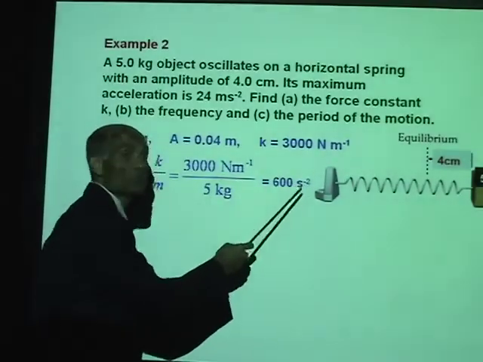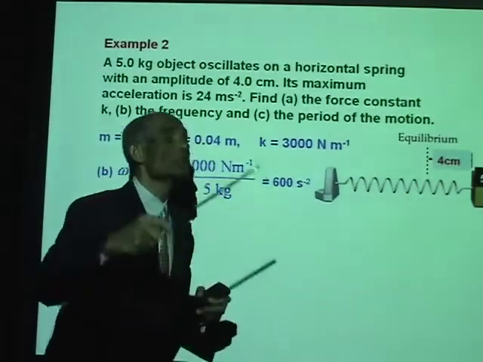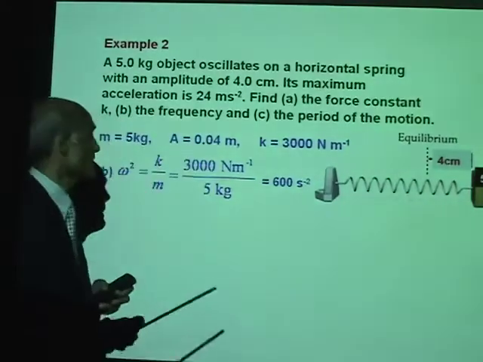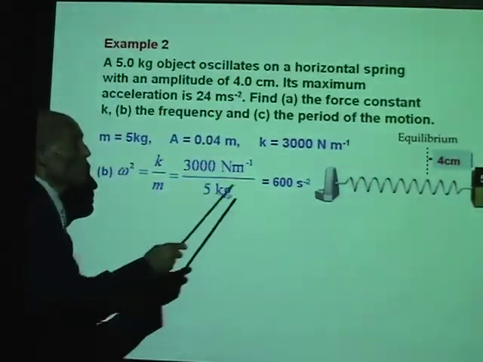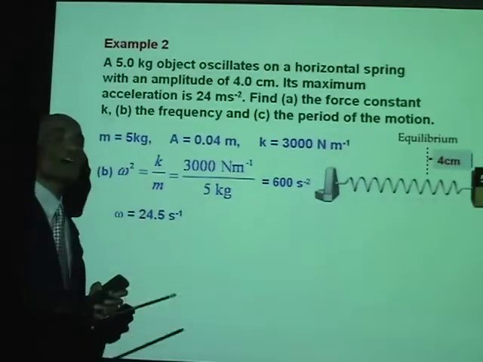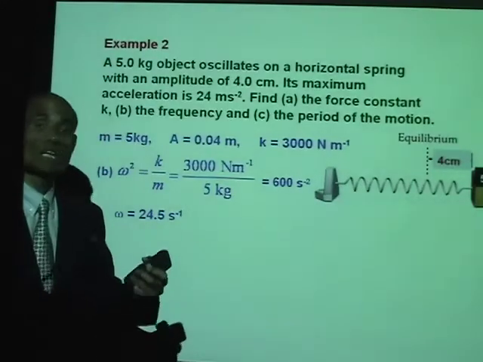Look at the unit of omega squared. Omega, the unit is hertz per second. Omega squared, per second squared. Therefore, what is omega? Omega is the square root of that, which is 24.5 per second. Per second is also called hertz.